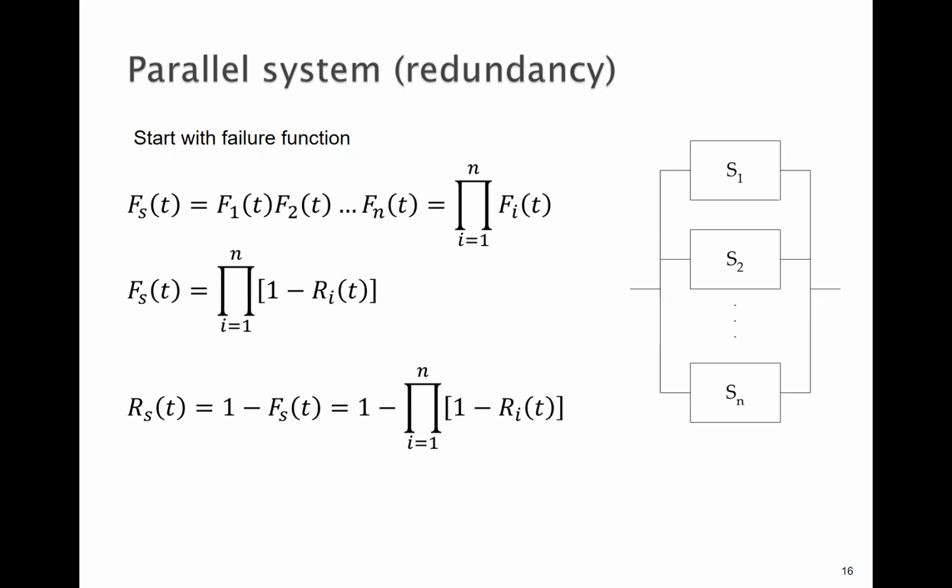Here, to understand reliability, we start with the failure function. Failure of the system is going to be the multiplication of failure of all these systems. And then we know that the failure is 1 minus reliability. Then we can write the reliability for a parallel or redundant system with this formula: 1 minus failure. So 1 minus the product of 1 minus the reliability of each subsystem.